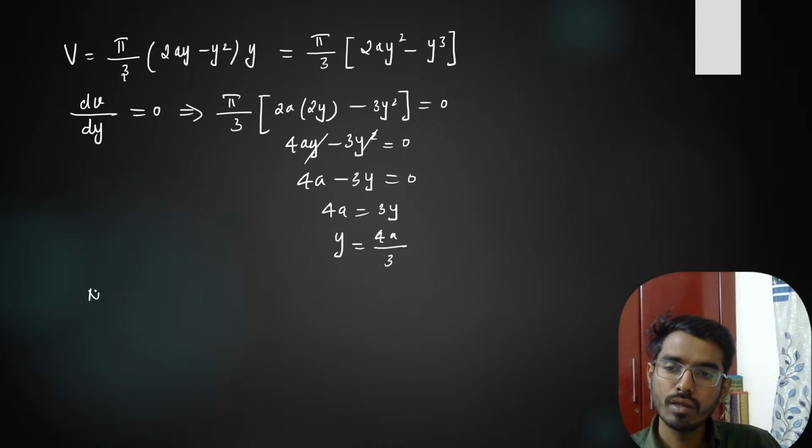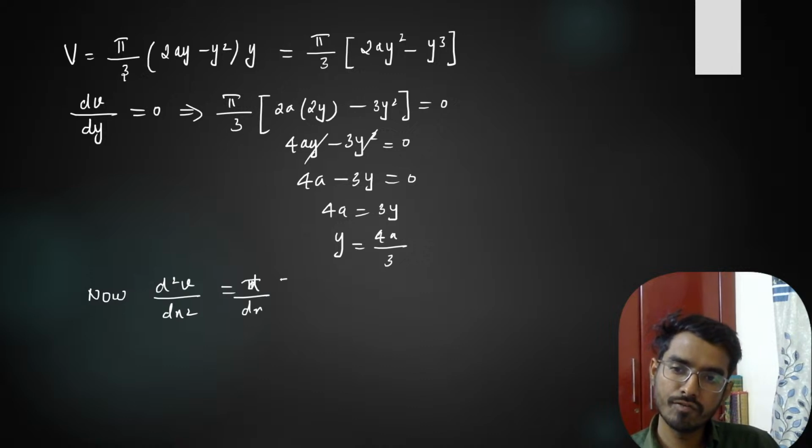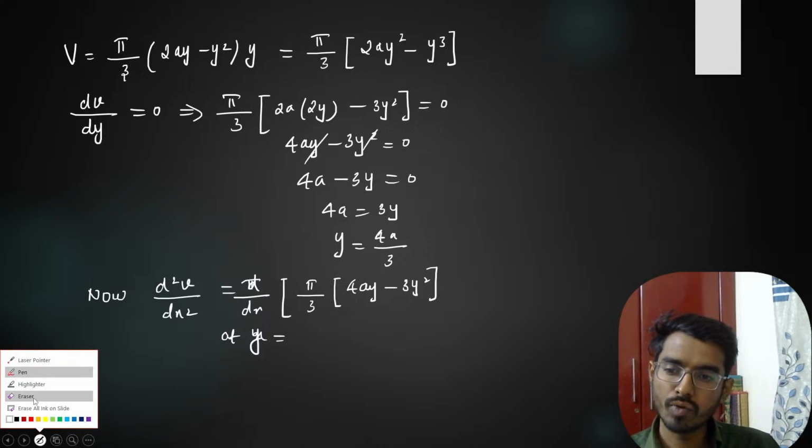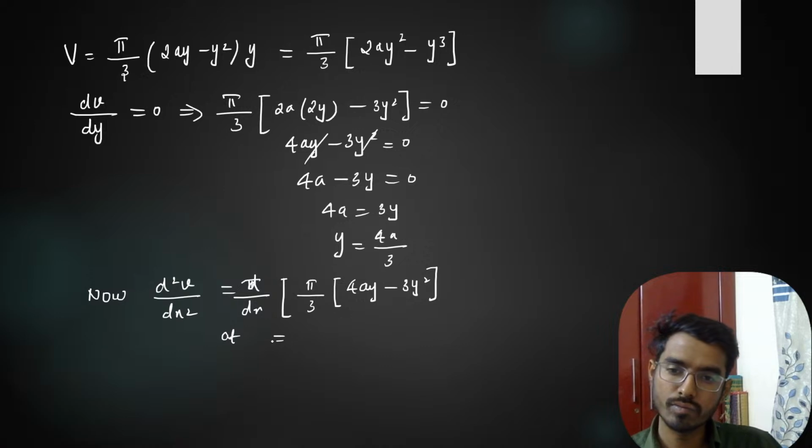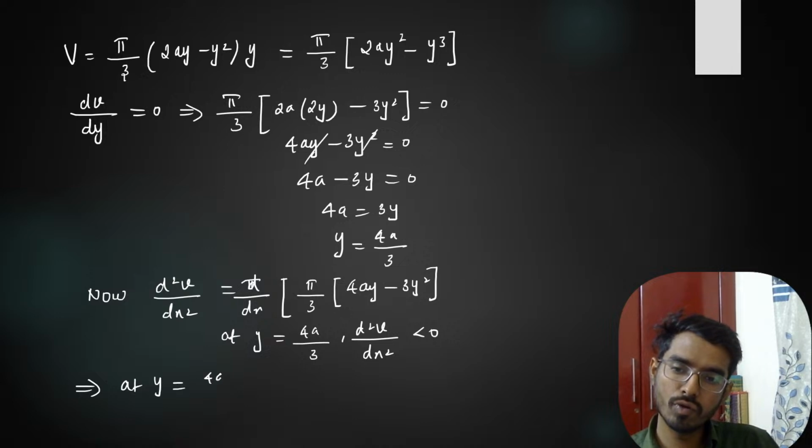It's a critical point. Now you find d square V by dy square. Differentiate this once again: d by dy of pi by 3 (4ay minus 3y square), and substitute y is equal to 4a by 3. This d square V by dy square will be less than 0. This means at y is equal to 4a by 3, it has a maximum value.